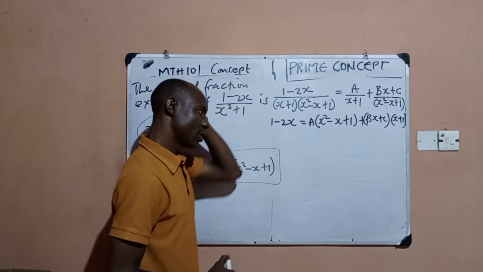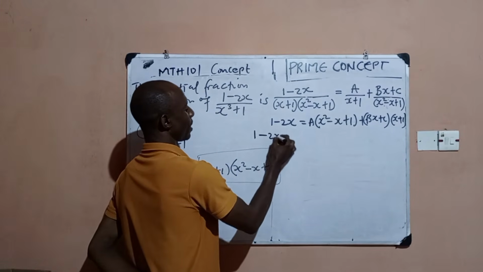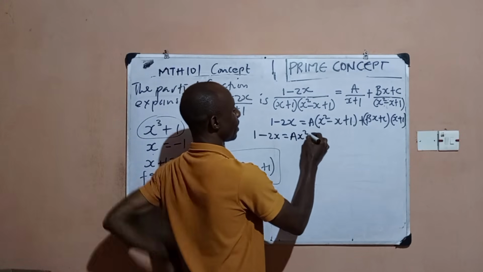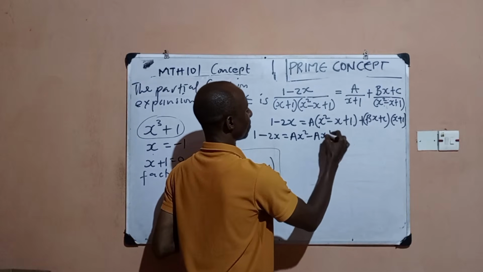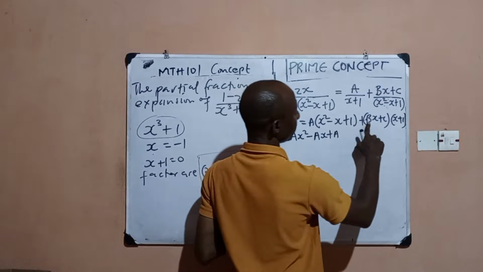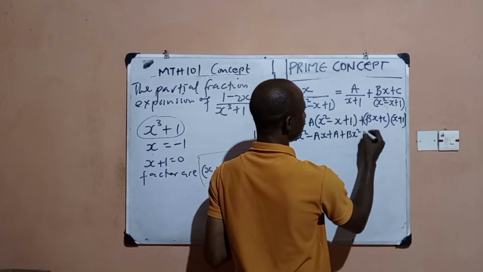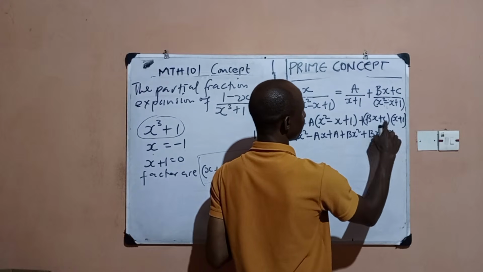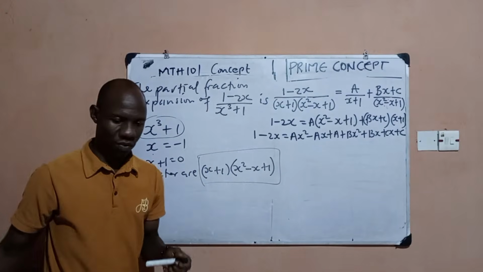Then ignore your denominator. So I have 1 minus 2x equals, let's expand. This times this is ax squared. This times this is minus ax. This times this is plus a. Bx times this is plus bx squared. Bx times this is plus bx. C times this is plus cx. C times this is plus c.